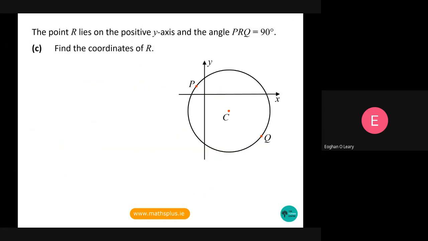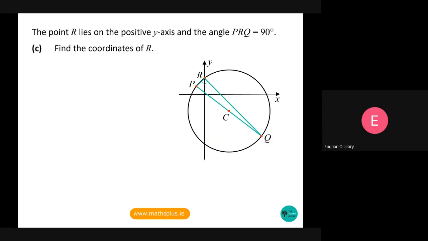The point R lies on the positive y-axis, and the angle PRQ is equal to 90 degrees. Find the coordinates of R. So this might be one of these cases where you're not really sure exactly what you're doing when you're starting off. But if you draw a sketch of the diagram and draw something in, it just might become clear to you what you're to do.